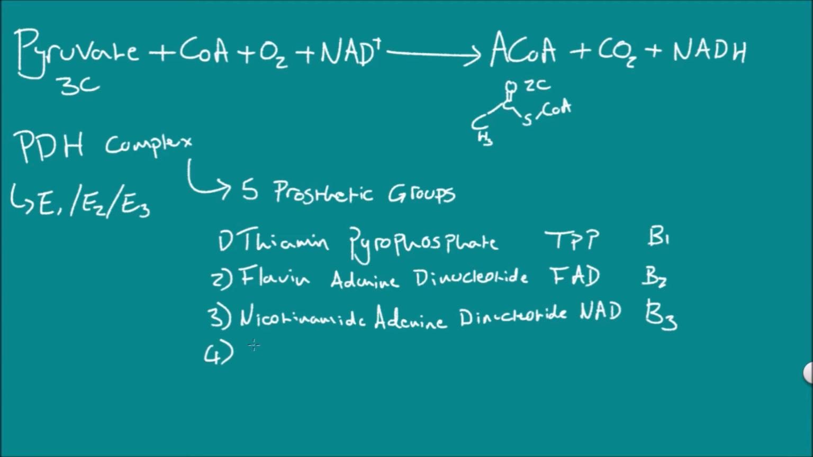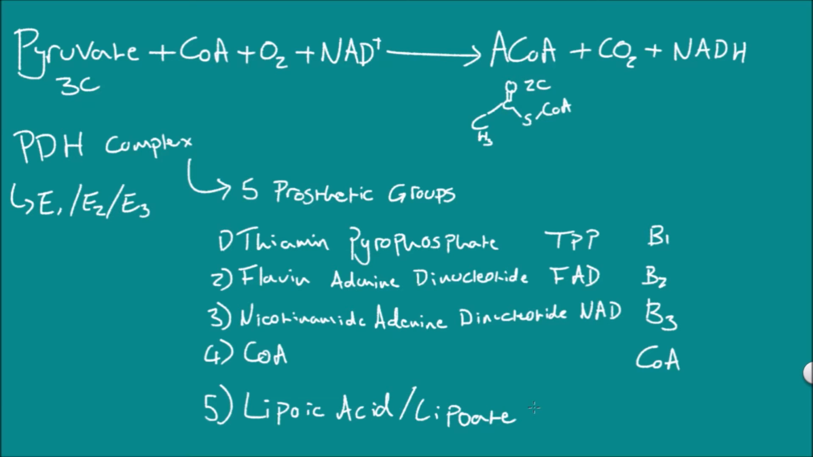The other two prosthetic groups, one of them is coenzyme A. I'm not going to write out coenzyme A because we should all know that CoA means coenzyme A. And we also have a fatty acid called lipoic acid, or lipoate, depending on whether or not it's been dissociated and formed into a carboxylate. So there are our 5 prosthetic groups. And here are our B vitamins.